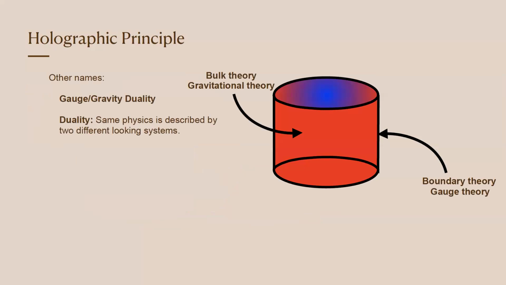Okay, the holographic principle has several names in the literature. Another name is gauge gravity duality. So the bulk theory is the gravitational theory. The boundary theory is the gauge theory, or a quantum field theory, which has no gravity. Okay? There is no gravity here, but the theory inside has gravity. So what do we mean by duality? It tells us that the same physics is described by two different theories. They appear different, but they describe the same physics.